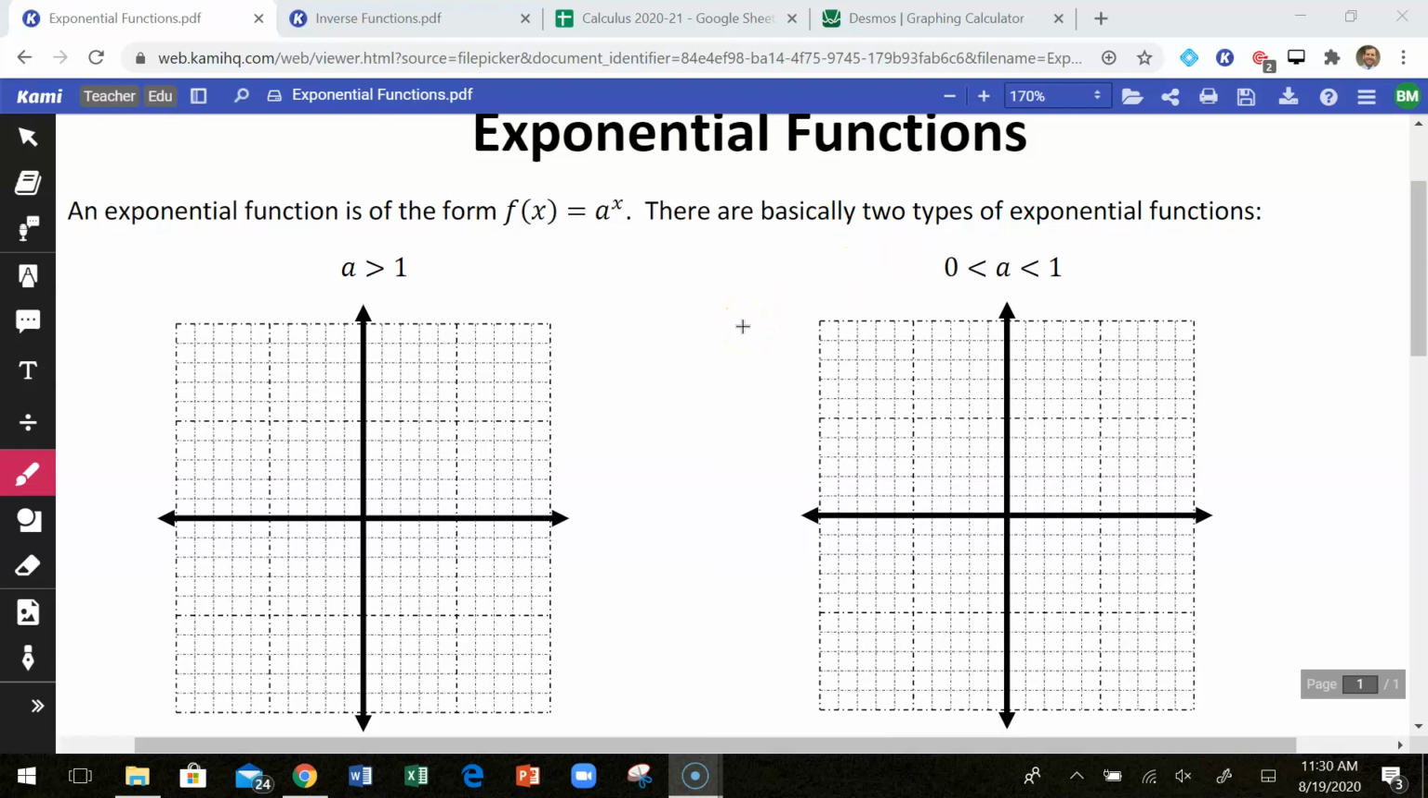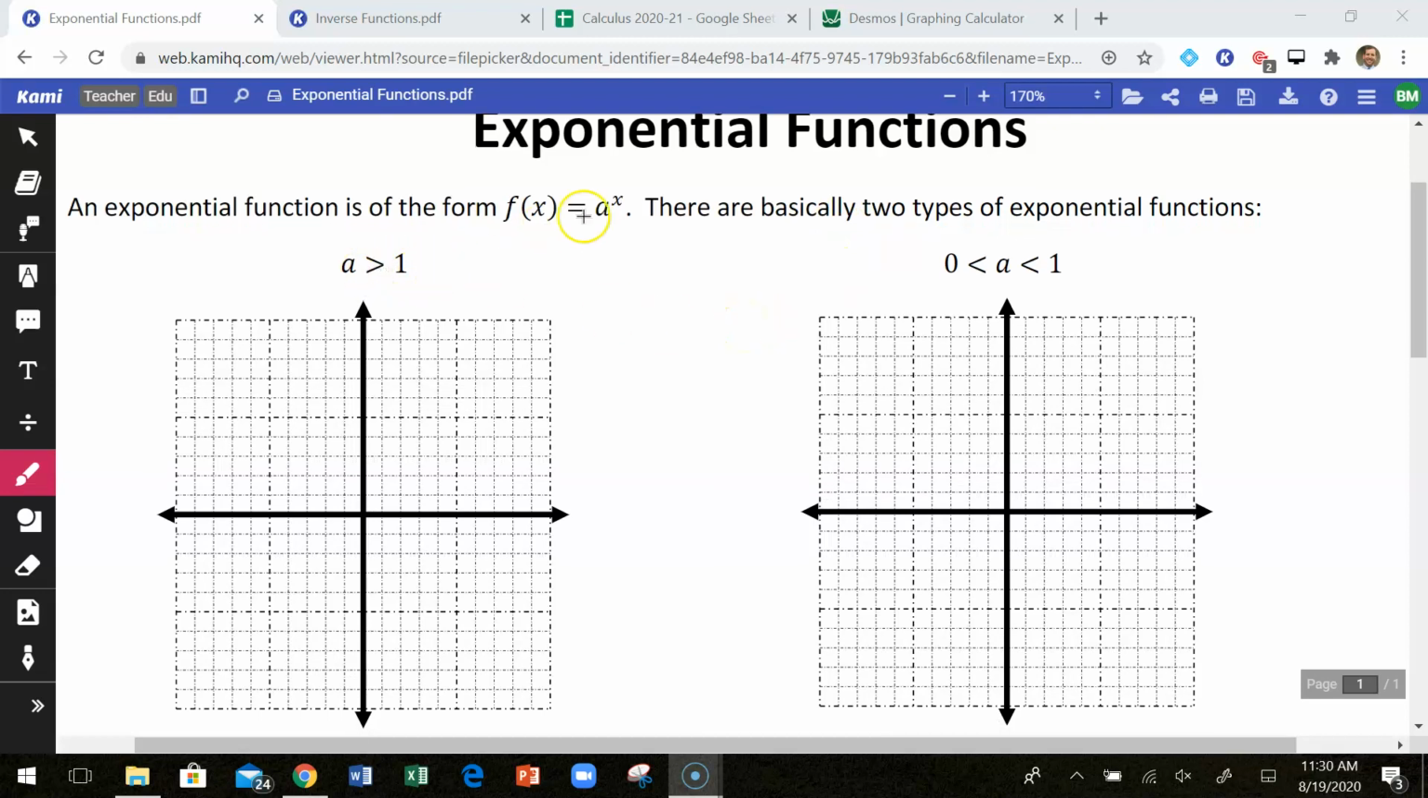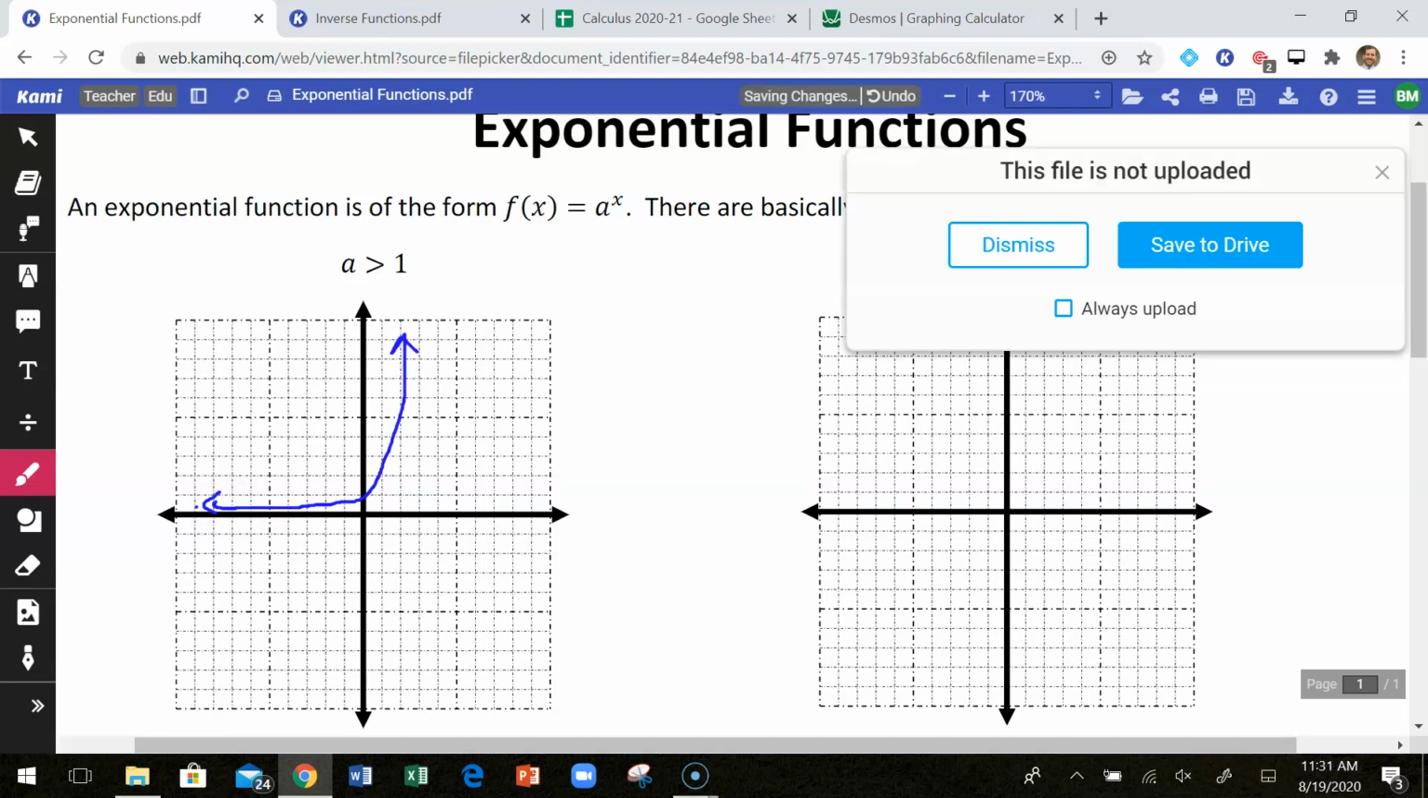So there's basically two types. If a is greater than 1, so if this base happens to be a bigger number than 1, then what you end up with is exponential growth, which would come through and then go up like that. Okay, it's exponential growth.